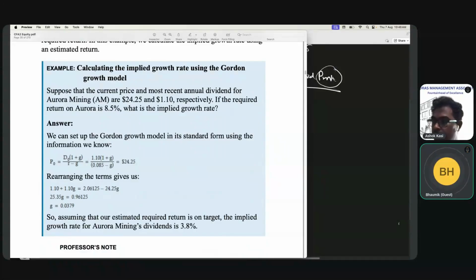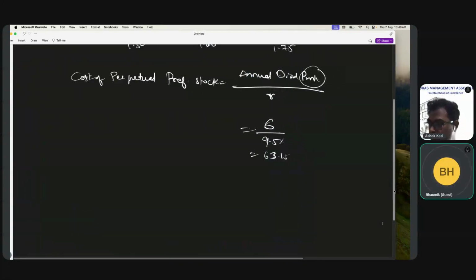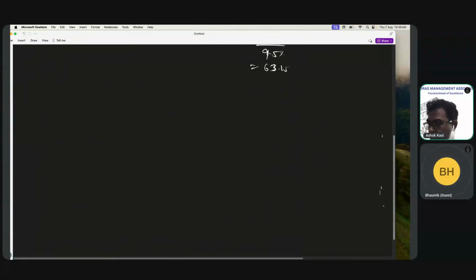Calculating the implied growth rate using the Gordon growth model. Suppose that the current price and the most recent annual dividend for Aurora Mining are: current price is 24.25 and the recent dividend is 1.10. If the required return is 8.5, what is the implied growth rate?